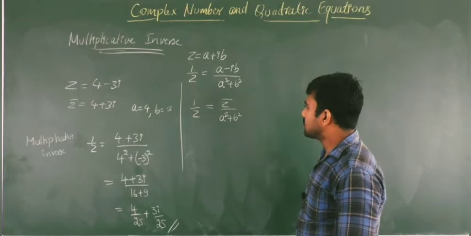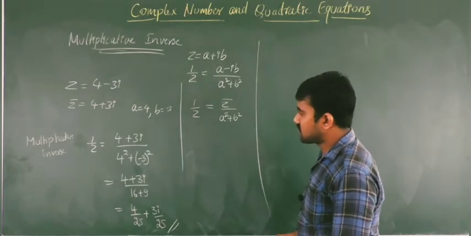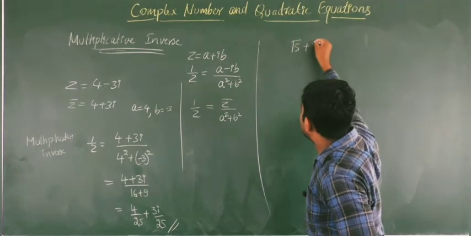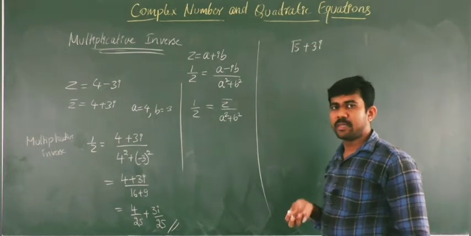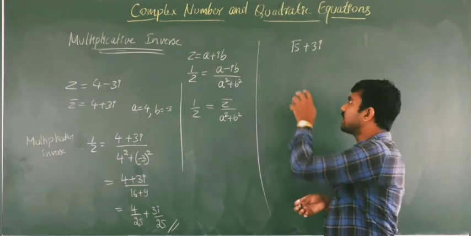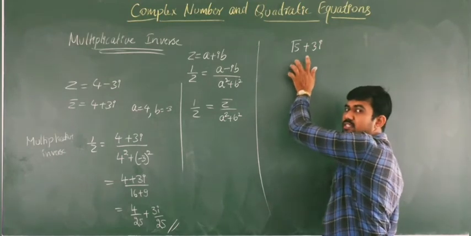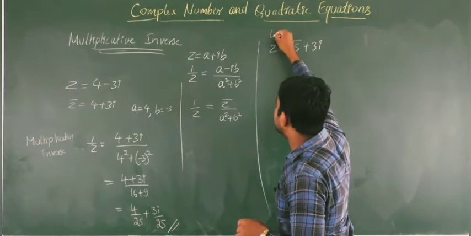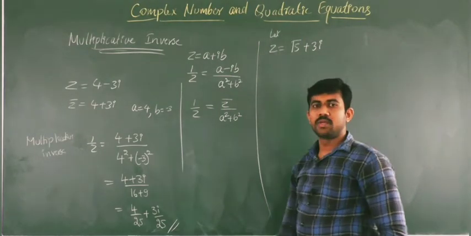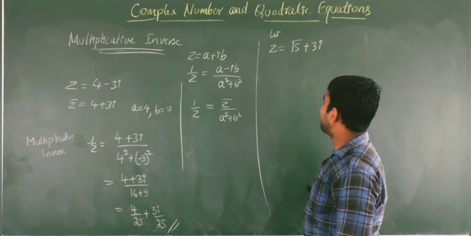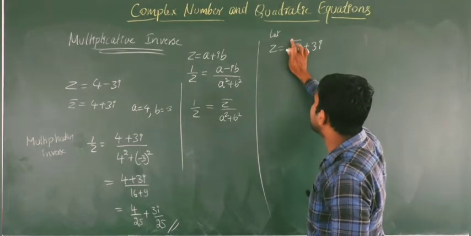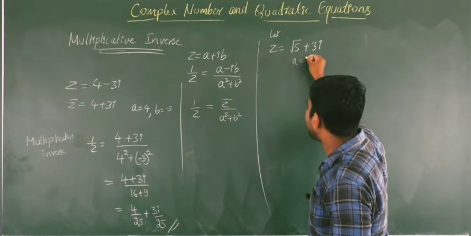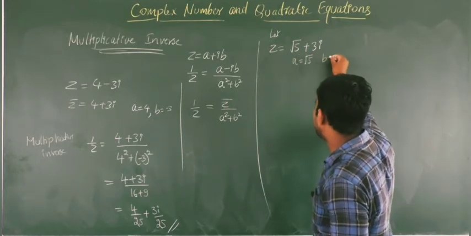Okay, so now the next question is what? See, root 5 plus 3i. Suppose they do not mention this as z, they just give it and say find the multiplicative inverse of this complex number. We can consider this one as z. Let z is equal to the given complex number, root 5 plus 3i. Now we can first identify what is a, root 5. What is b, 3.